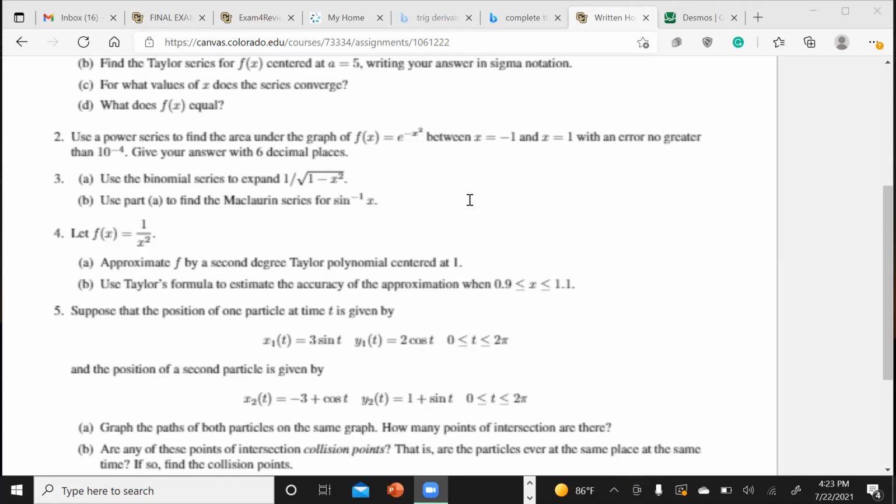Let's see. Find the area under the graph between -1 and 1 with an error no greater than 10 to the -4th. Yeah, this one's a little tricky. You'll end up using an easier error bound, though. You don't have to use the Taylor's approximation error bound. You can actually use the alternating series error bound. The alternating series error bound is a bit more simple.